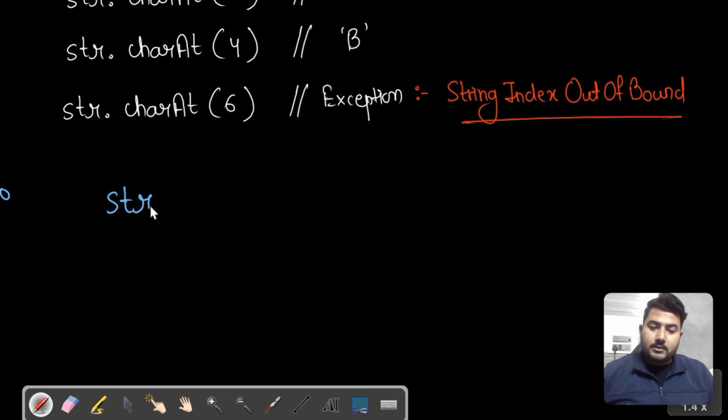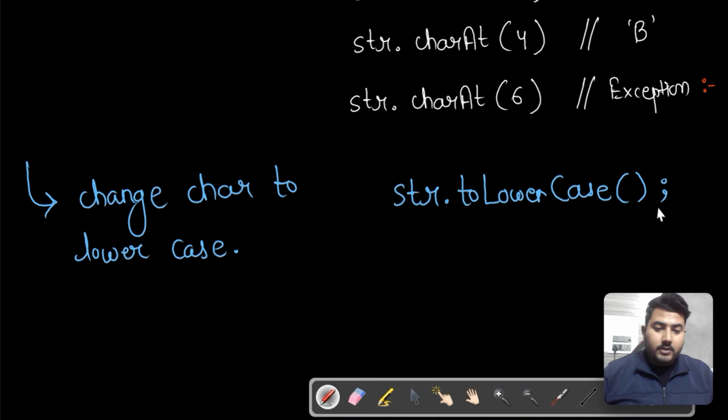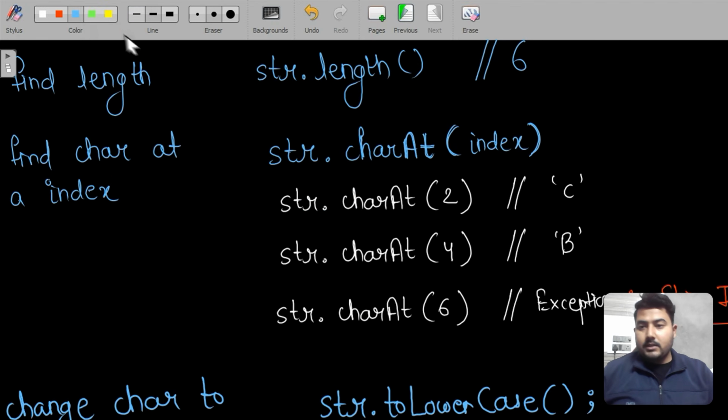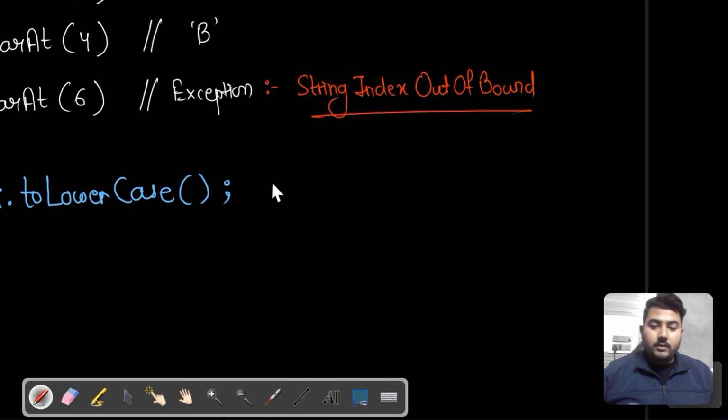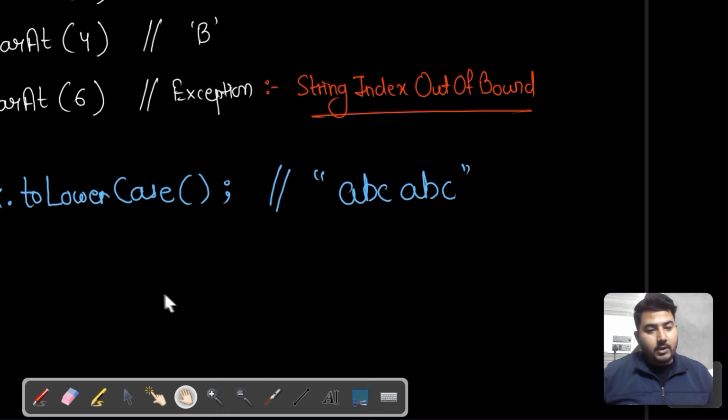What I can do is I can simply say str dot toLowerCase. Here L and C are both capital. If I mention that, what will happen is this entire string will be getting returned by converting every single character to small character. So this will be our result: small abc, small abc.